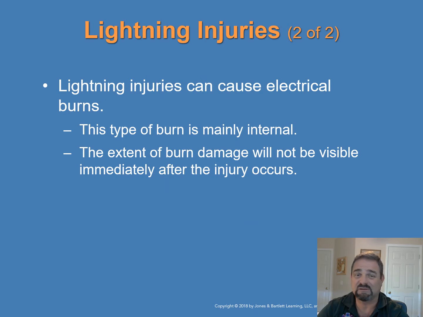Lightning injuries can cause electrical burns as well, so don't forget we could have some very severe burns. This type of burn is mainly internal, so the burns are inside. It's kind of like cooking a hot dog in the microwave. It cooks the inside of it. So the extent of the burn damage on the outside is not going to be visible immediately after the injury occurs. You may see an entrance wound and an exit wound, but everything from that entrance wound to the exit wound is all burned in between.